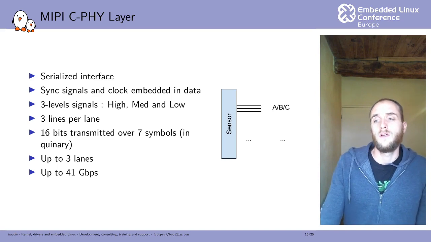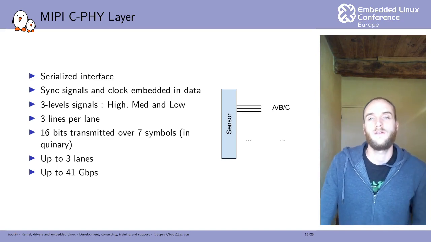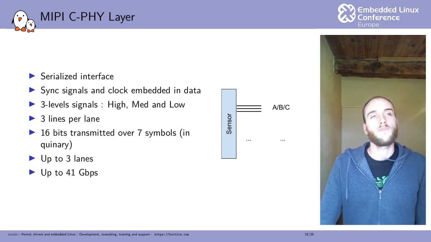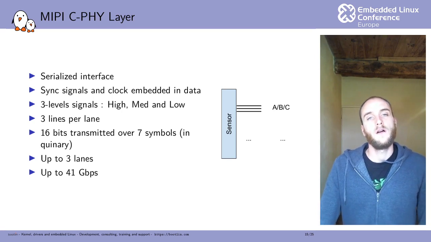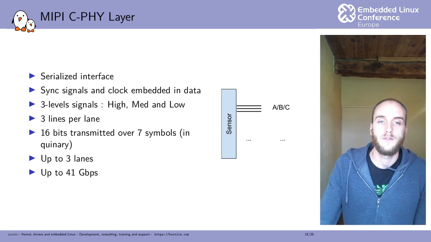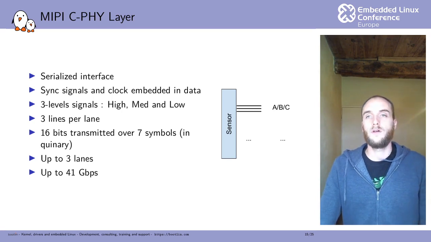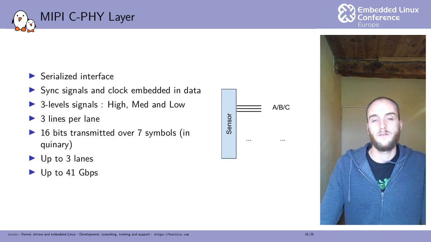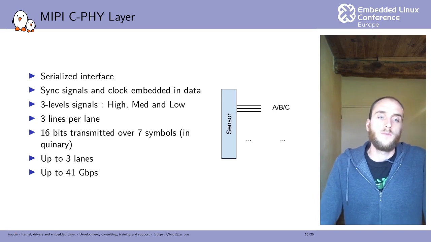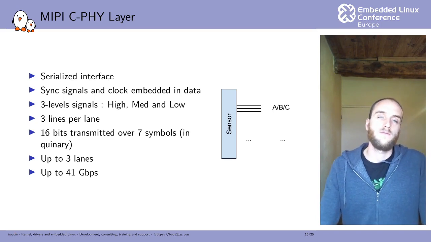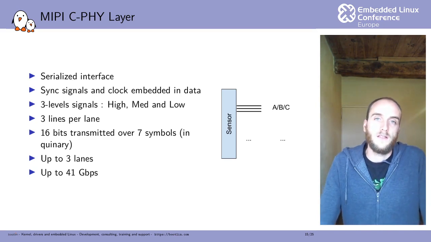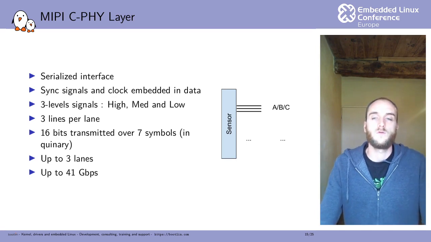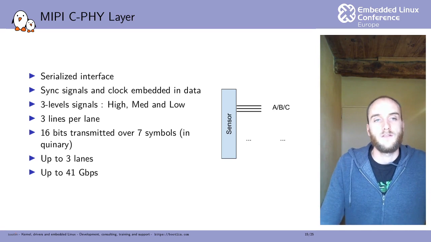In order to convert the incoming binary data into these quinary symbols, they use a 16:7 ratio of conversion, so 16 bits of data are transmitted using only 7 symbols in quinary. So this allows us to drastically reduce the clock rate on the lanes, and you can use at most 3 lanes in parallel, going therefore up to 41 gigabits per second. So this is a very fast physical layer, but it's not as straightforward to understand and implement compared to the other ones. This is why it's not as prevalent as the DeFi layer.